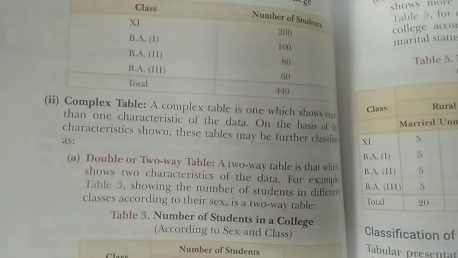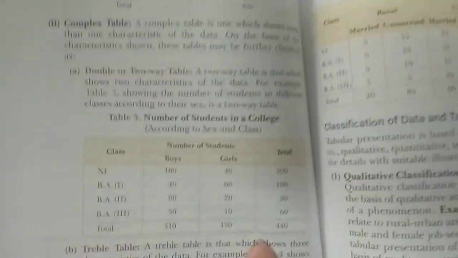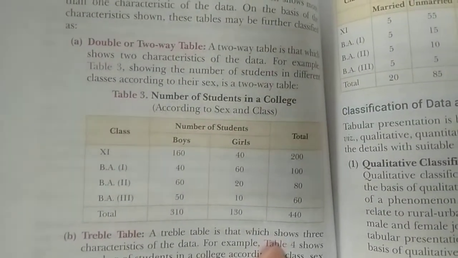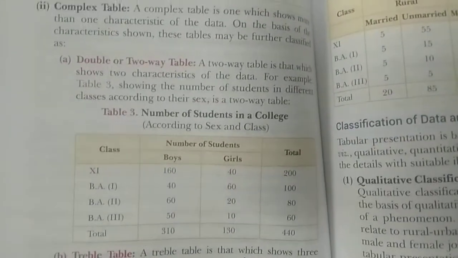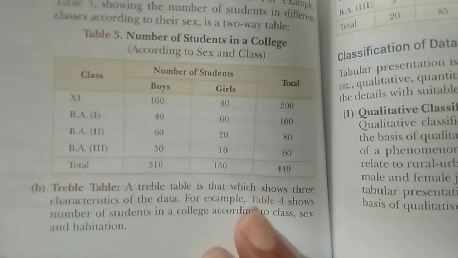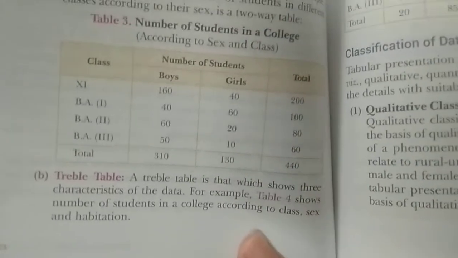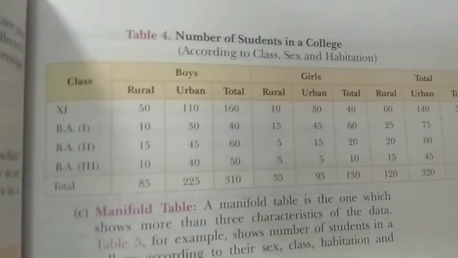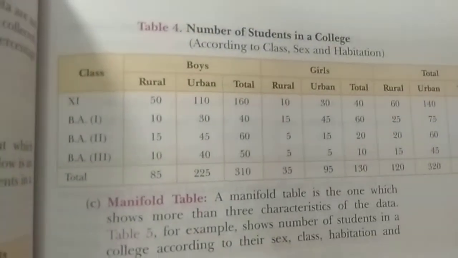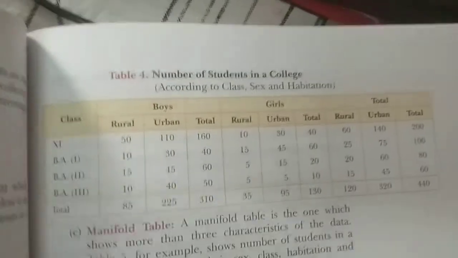A complex table shows two or more than two characteristics of the data. There are three kinds. One is the two-way table, when we classify the data on the basis of two characteristics, like boys and girls and classes also. So this is data based on two variables. Then the treble table, when we represent the data on the basis of three characteristics. Here the classes are there, then boys and girls, and the boys are further divided into rural and urban. This is called the treble table.